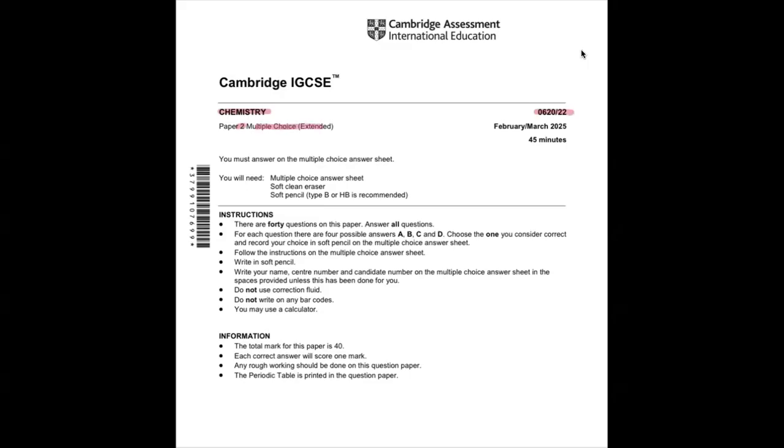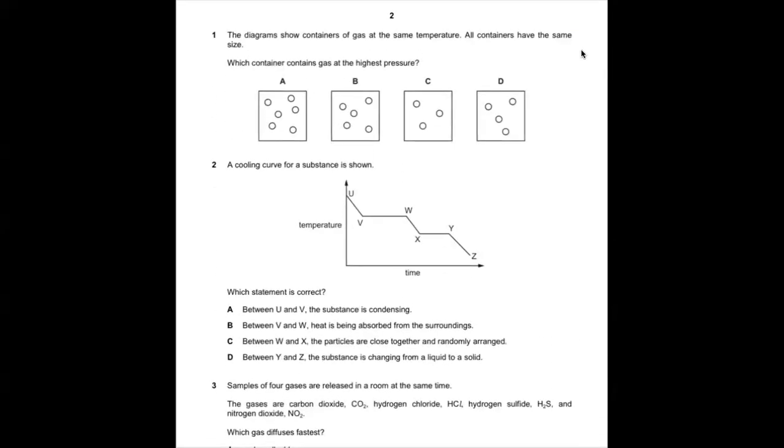It's a multiple choice question paper. It's February March 2025. Let's start with question number 1. The diagram shows containers of a gas at the same temperature. All containers have the same size. Which container contains gas at the highest pressure?